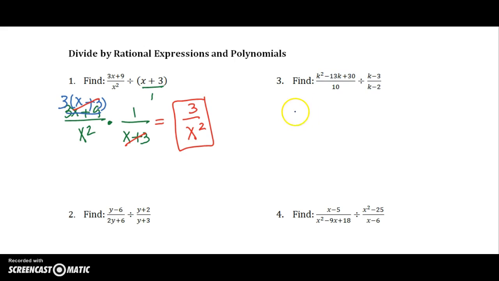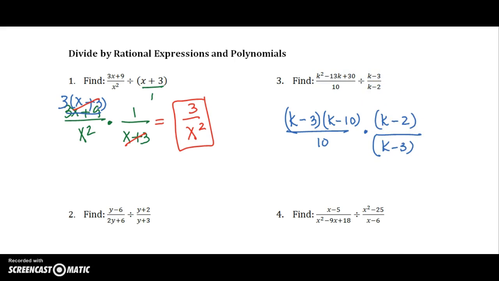We're going to need to factor on number 3, so it's same sign, both negative. 3 and 10 make 30 and add to give me 13 over 10. I'm going to go ahead and flip k minus 2 over k minus 3. And now I'm ready to simplify. K minus 3 cancels, and that is all that cancels. So my answer is k minus 10 times k minus 2 all over 10. And that's your answer.